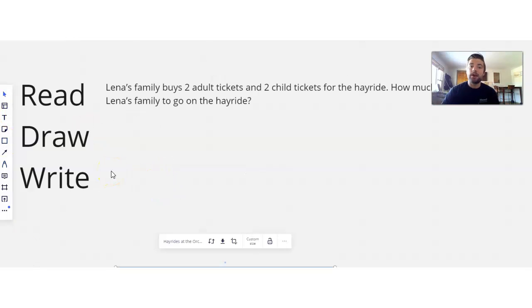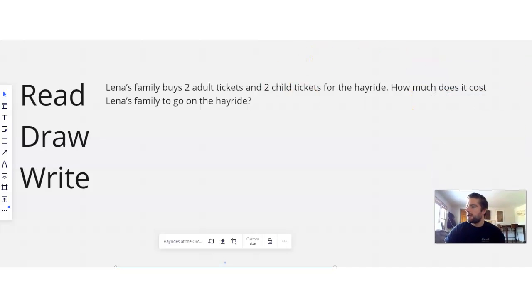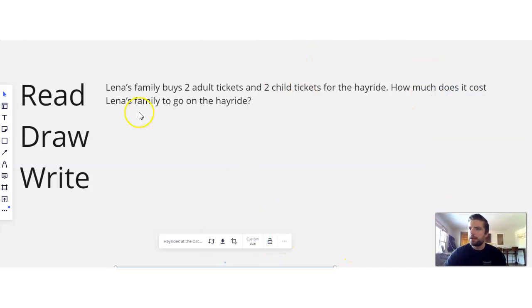So let's put that letter as an unknown number to practice in this real word problem. And for this word problem, we're going to use our tried and true strategy of read, draw, and write. And I'm going to check off each of those things as we go along. So let's take a look at our problem and then try to solve it together. And I'm going to move my head so it's not in the way.